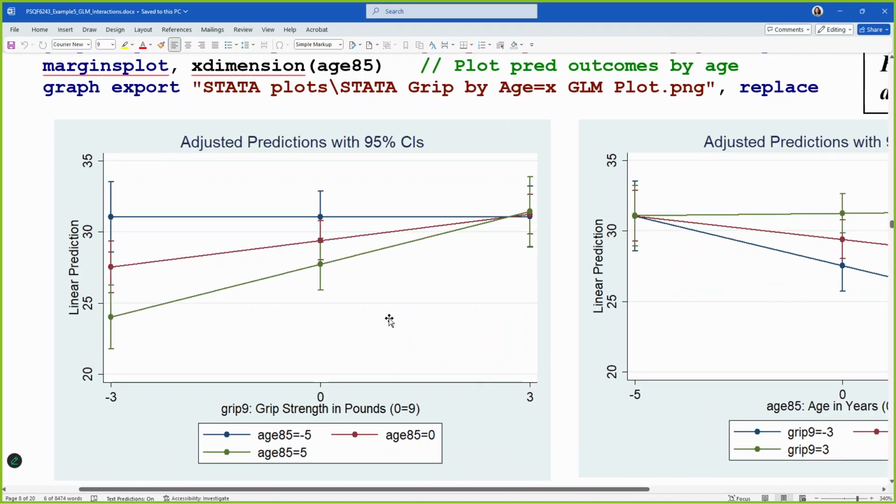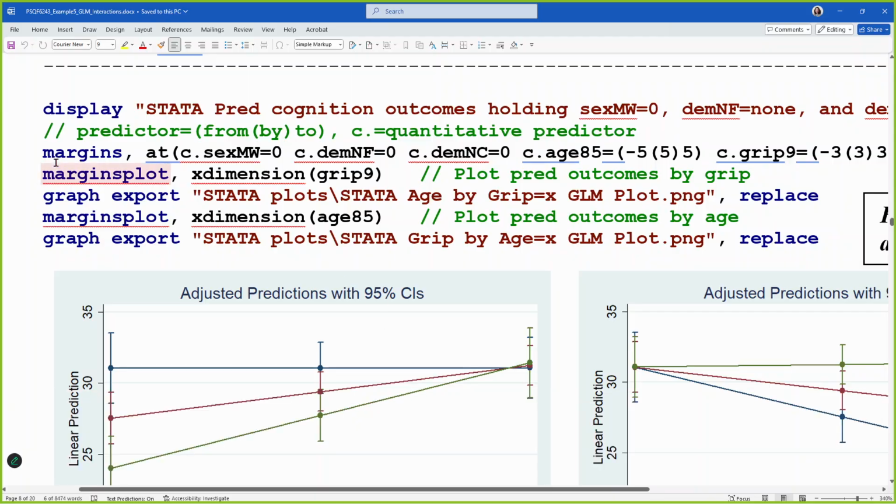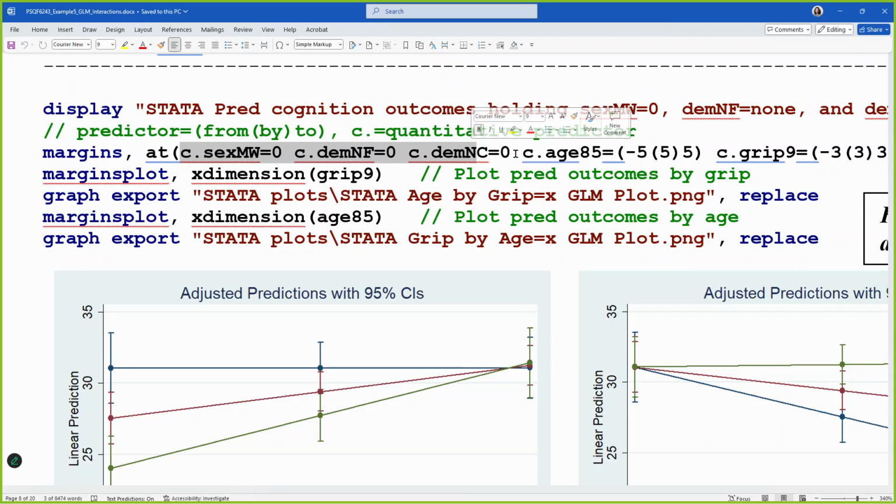So I ran this code. Margins is now being used to generate predicted values. To make this plot, I am holding constant gender and dementia. So these are predictions specifically for a man who's not going to get dementia. And that's okay because those variables don't interact with either age or grip.